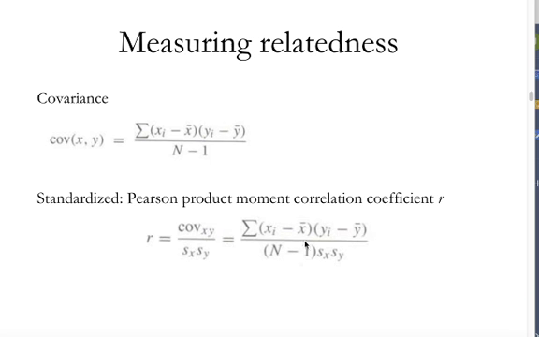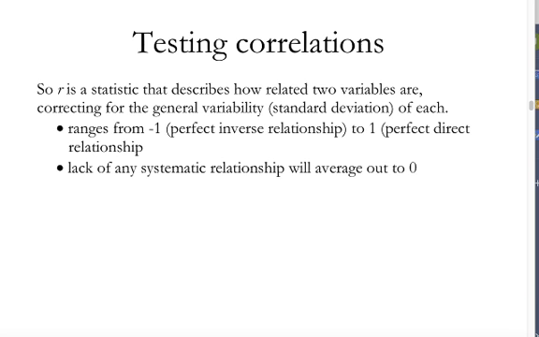This is how you compute R. People will often report this R statistic when they're reporting results in a paper. So I wanted you to have some idea of what it means. Again, if you don't remember all the little technical details, it's not important, but I just want you to understand where this comes from. So R is a statistic that describes how related two variables are and which direction they're related in, while also correcting for the general variability of each of the two variables. That's what R is for.